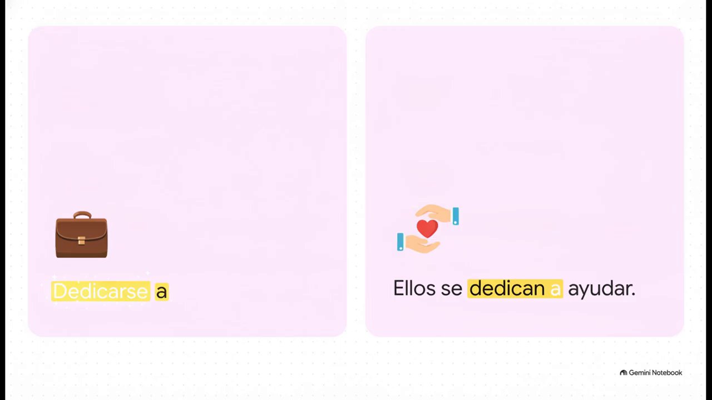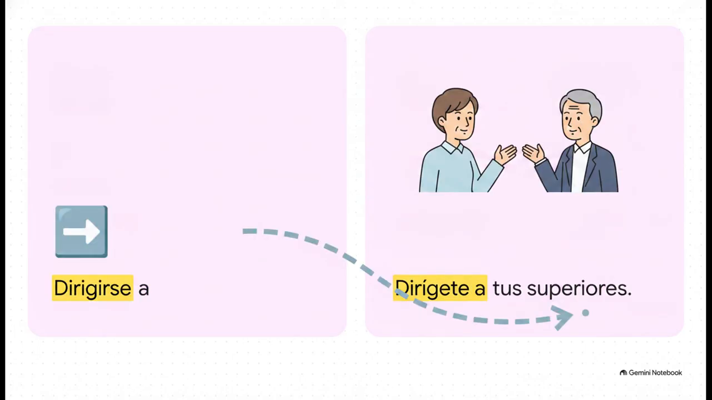That second a you see? That is the personal a before los más pobres, which is a whole different grammar rule. For our purposes today, just remember, dedicarse always needs its partner, a. And this brilliantly illustrates our next verb, dirigirse a.